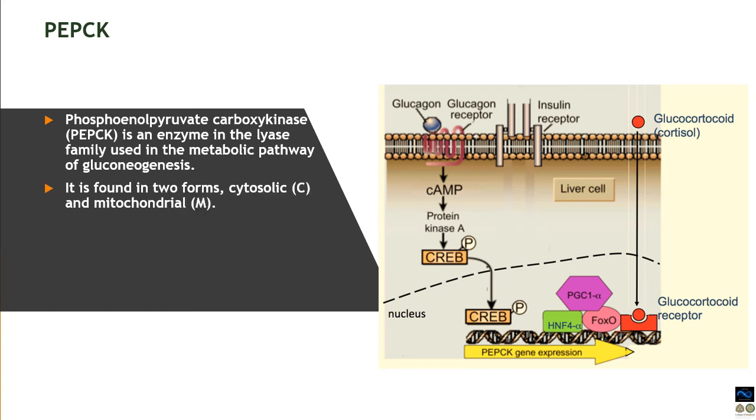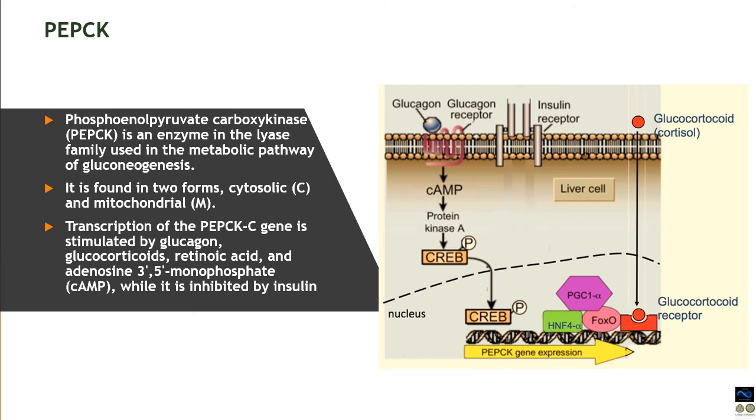It's found in two forms, cytosolic and mitochondrial. The cytosolic one is the one which is under the influence of glucocorticoids. So the transcription of the gene which codes this phosphoenolpyruvate carboxykinase is stimulated by glucagon, glucocorticoid, retinoic acid, as well as cAMP, and is inhibited by insulin, as we have already seen in the RTK signaling.